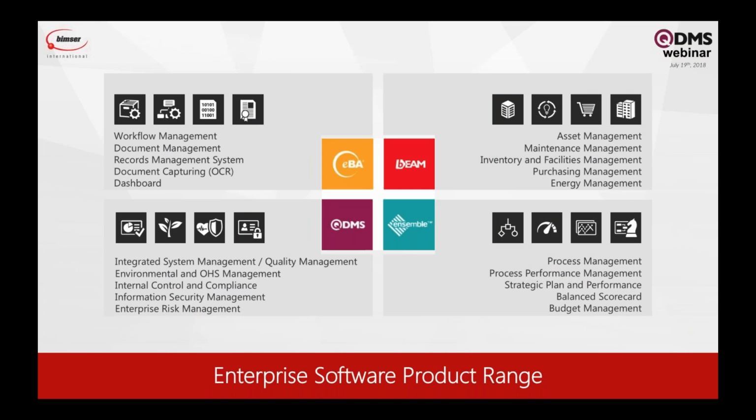Let me give you some information about our product range. We have been developing these four products since 1998. EBA is our workflow and document management platform. It helps companies manage their processes in a digital environment. QDMS, which we'll talk more about today, is our quality management and compliance software. BIM is our asset management and maintenance management software. It helps companies manage their assets, maintenance operations, inventories, purchasing operations, and energy consumption management. Finally, Ensemble is our process management and KPI management software, and it also helps companies manage their budget operations.